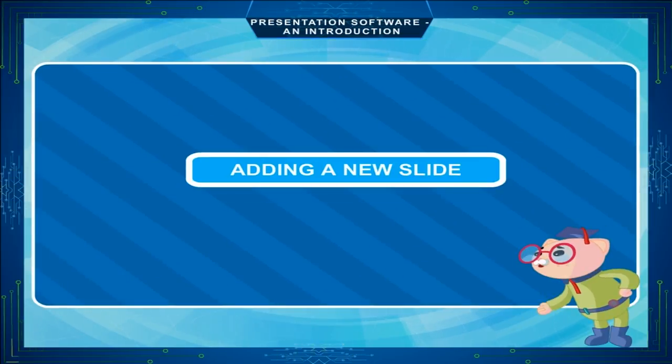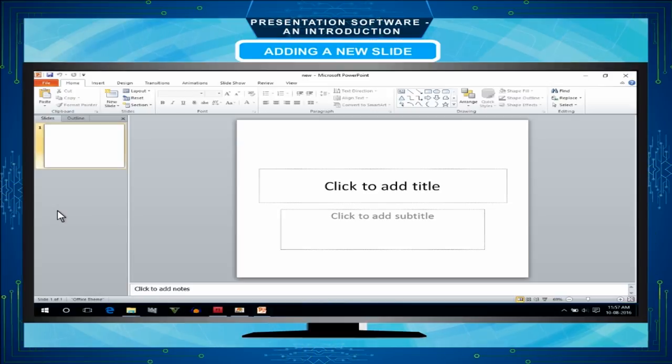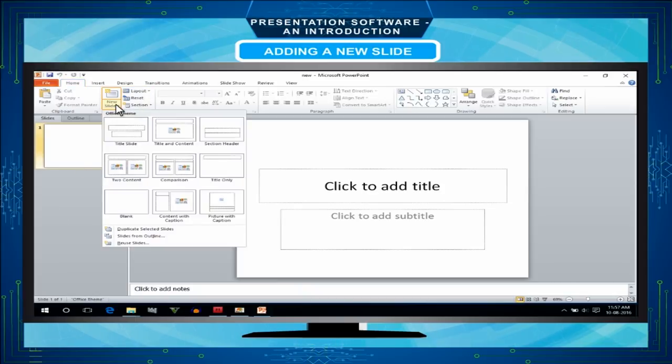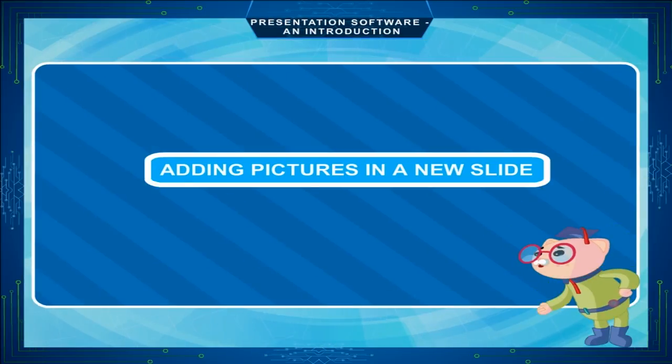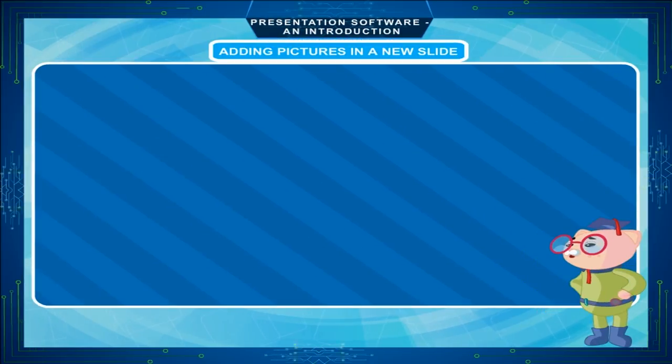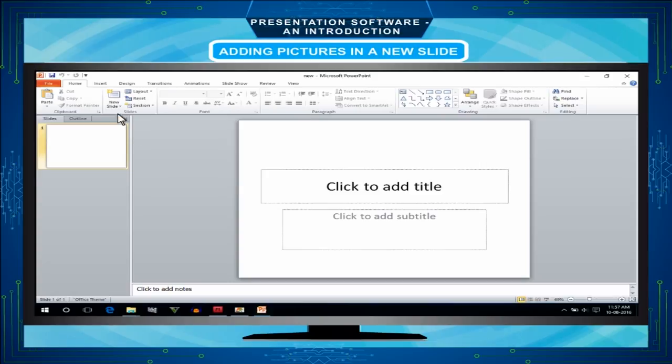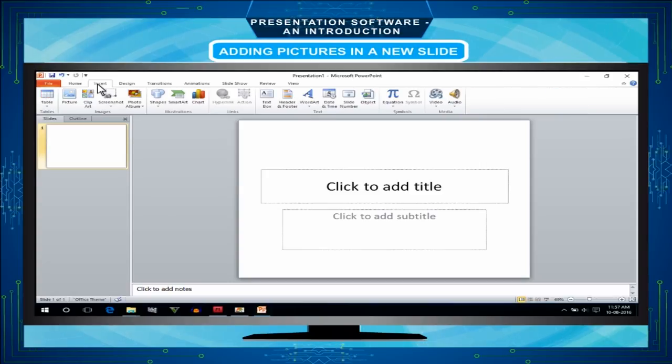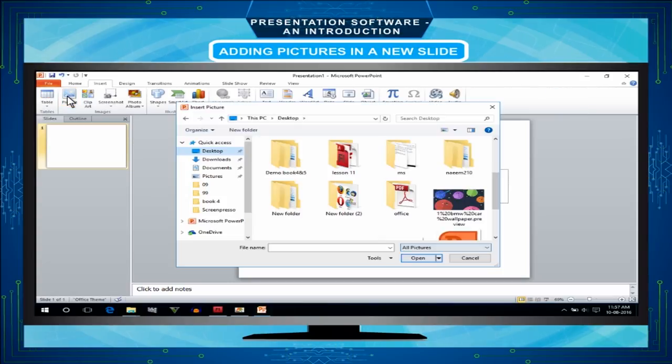Adding a new slide. To add a new slide, on the Home tab, in the Slides group, click the arrow next to the New Slide option. Adding pictures in a new slide. Click the Insert tab and then click on the picture icon. The Insert Picture dialog box will be displayed. Select a picture. Click on the Insert button.